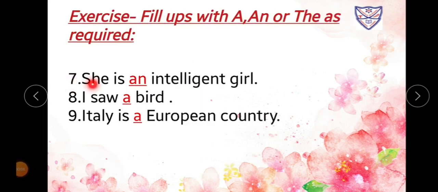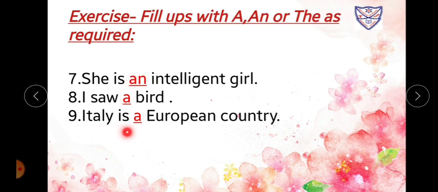Number 7, she is an intelligent girl. So over here, intelligent, the word begins with a vowel sound, that is I. So for a vowel sound, which article will we use? We will use N. Eighth one, I saw a bird. Over here, B has a consonant sound. So before a consonant sound, we will use A as an article.